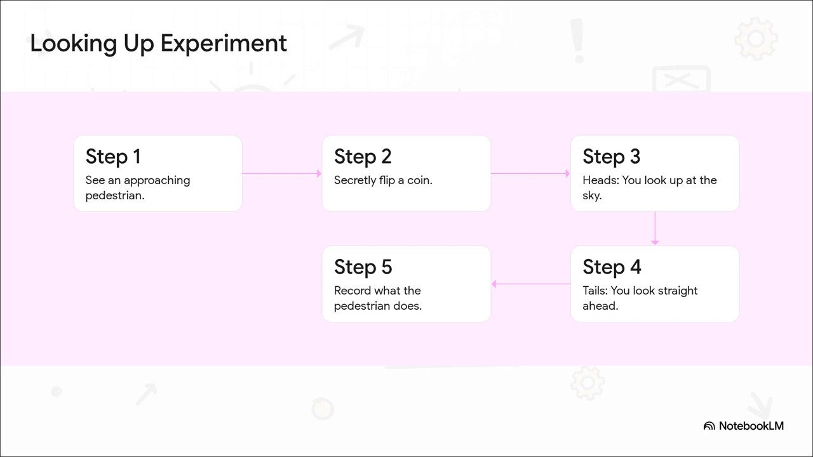It's so simple. For every single person who walks towards you, you secretly flip a coin. If it's heads, you look up. If it's tails, you just look straight ahead. And then you simply write down what they do. That's it. This super simple but incredibly powerful setup is called a randomized controlled trial. You'll often hear it called an RCT.